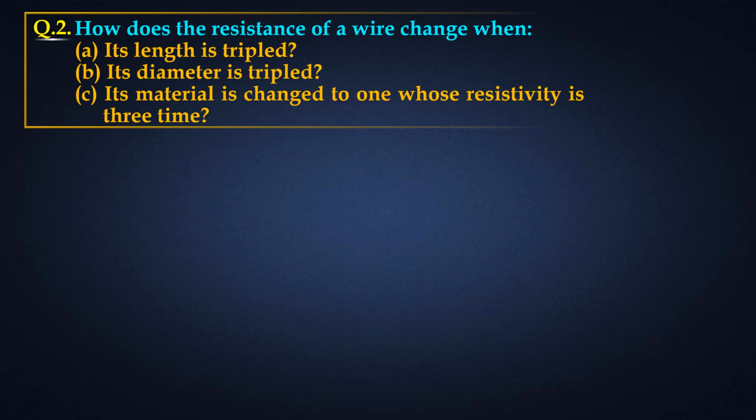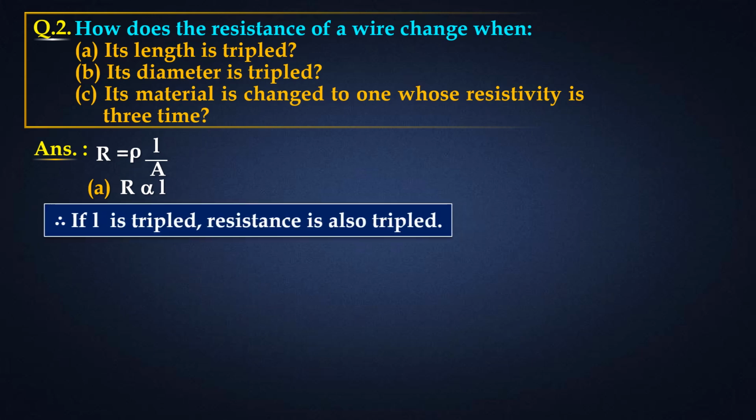Question number 2. How does the resistance of a wire change when its length is tripled, its diameter is tripled, its material is changed to one whose resistivity is 3 times? Answer: R is equal to rho L by A. For part A, R proportional to L, if L is tripled, the resistance is also tripled.